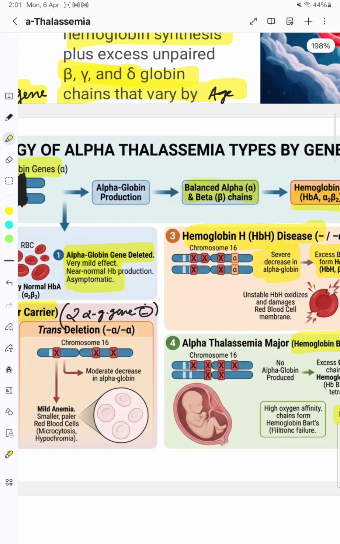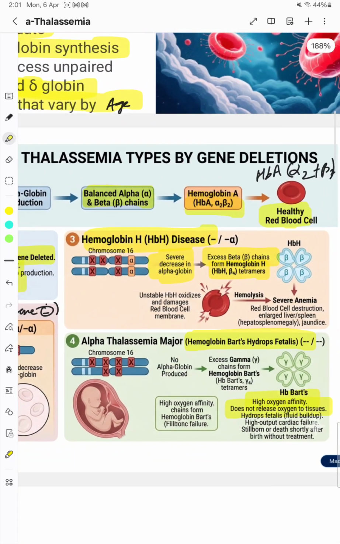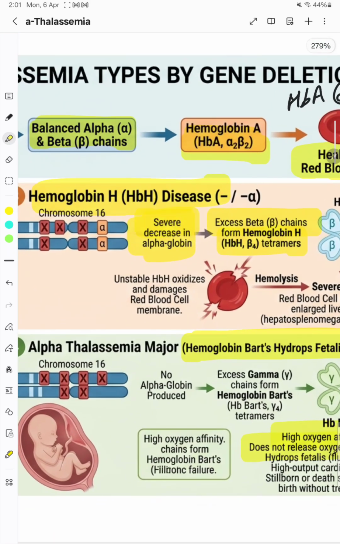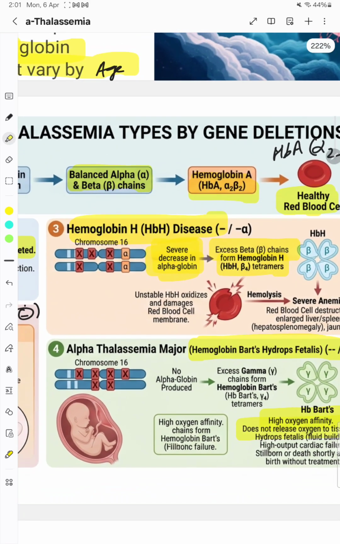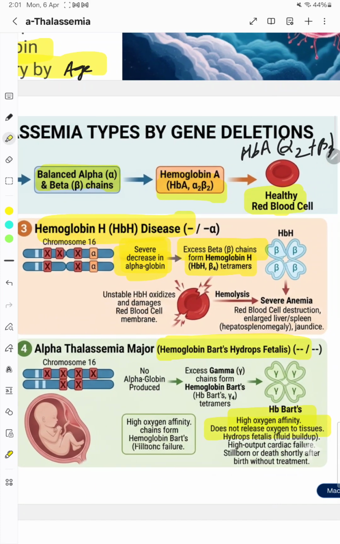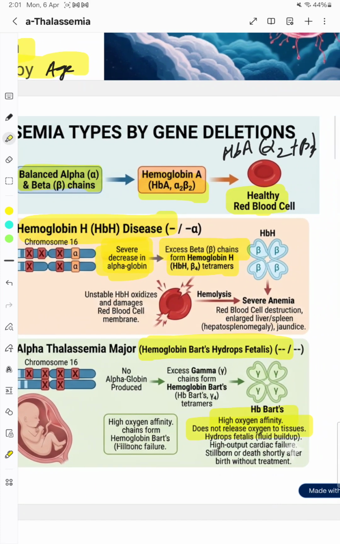The third condition is when 3 alpha globin genes are deleted, known as hemoglobin H disease or HbH disease. In this condition, there is a severe decrease in the alpha globin chain, and due to the decreased alpha globin chain, there is excess of beta globin chain.